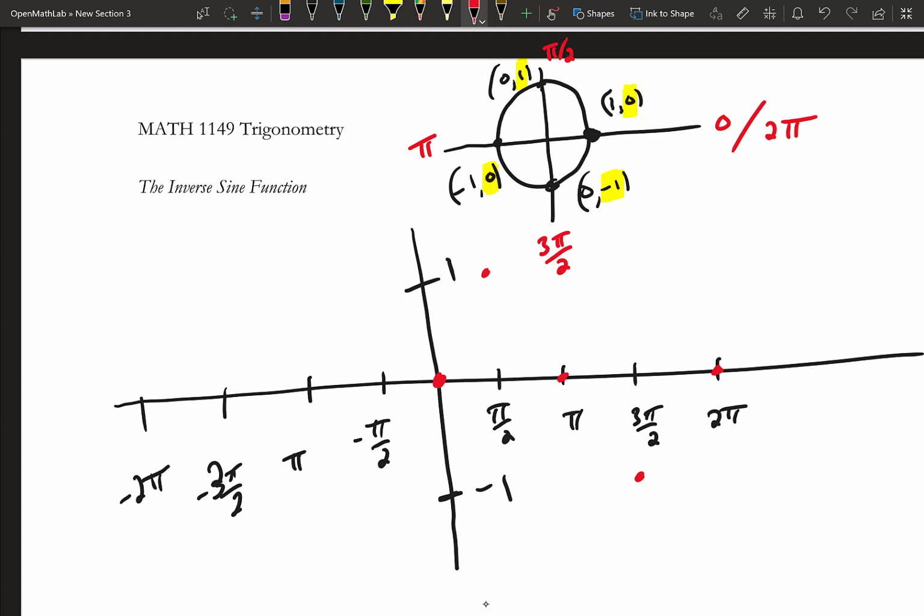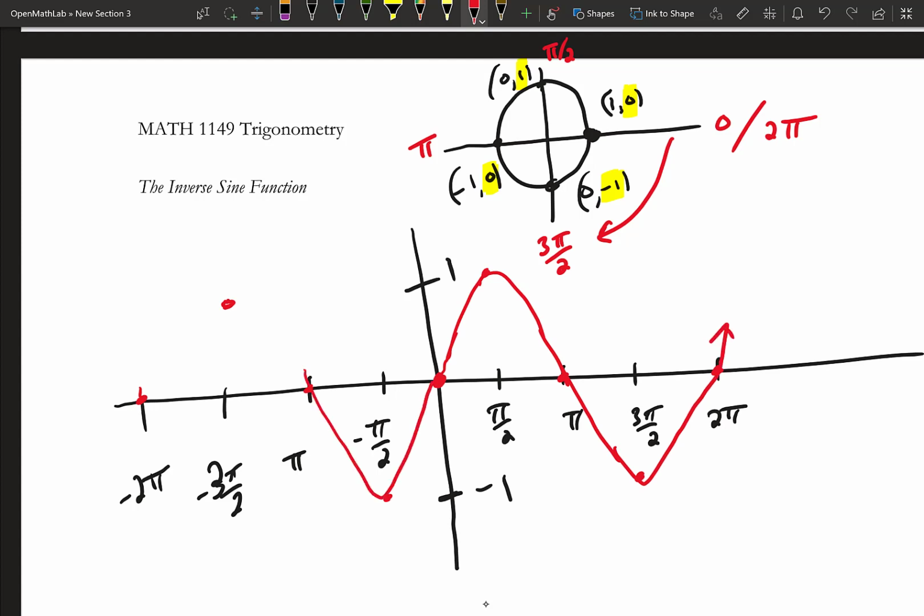And then if I want to look at negative pi over 2, I would just be going this way. So negative pi over 2 would be -1. Negative pi would be 0. Negative 3 pi over 2 would be 1. And then negative 2 pi would be back at 0, right? So we can start to fill in what this sine function looks like. So we get this kind of curve.